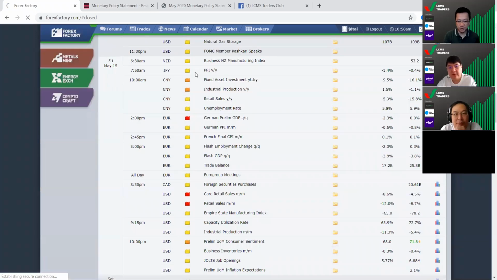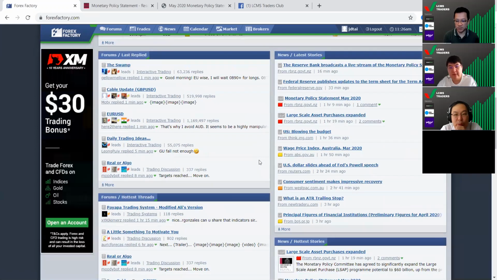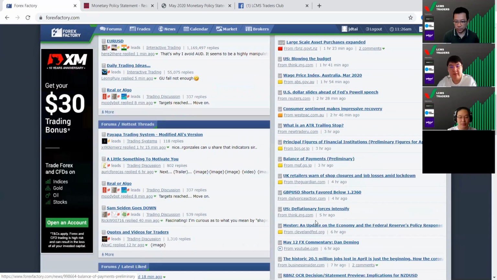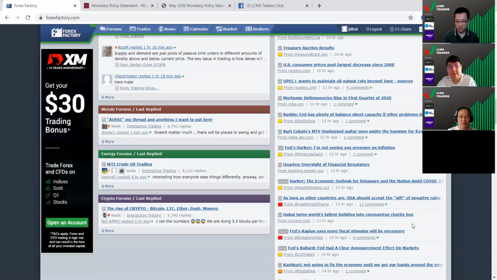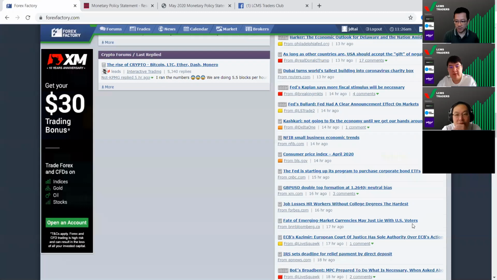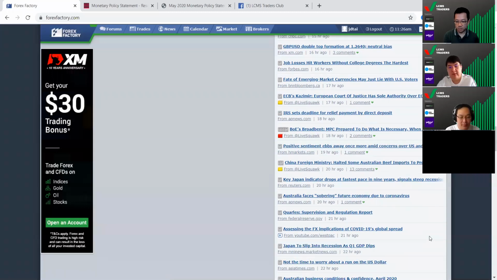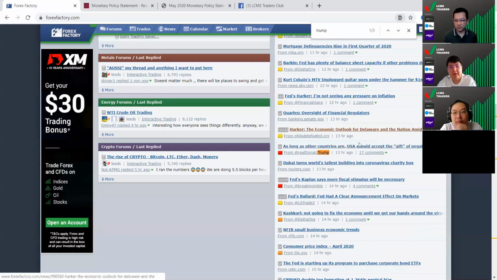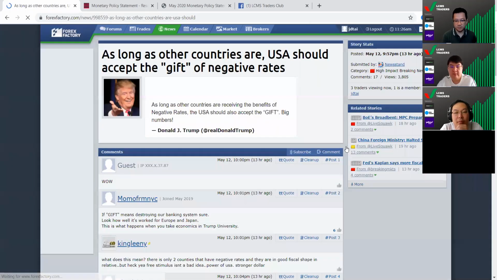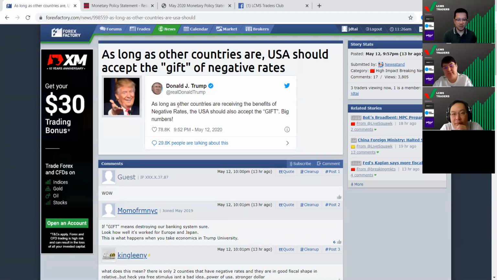And also I wanted to show you this, which was quite funny. I had a good laugh yesterday when I saw this last night. Obviously it was a Trump tweet. I can't find it now. There you go. So Trump tweeted yesterday, as long as other countries are receiving the benefits of negative rates, the US should accept the gift. Right, big numbers. This was after the CPI numbers were released, worse than expected.